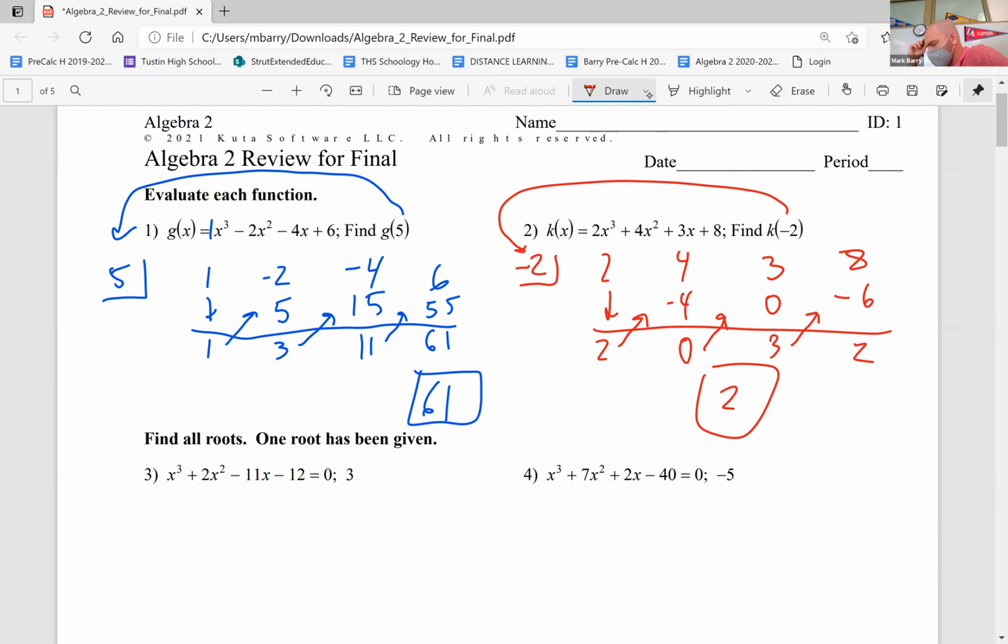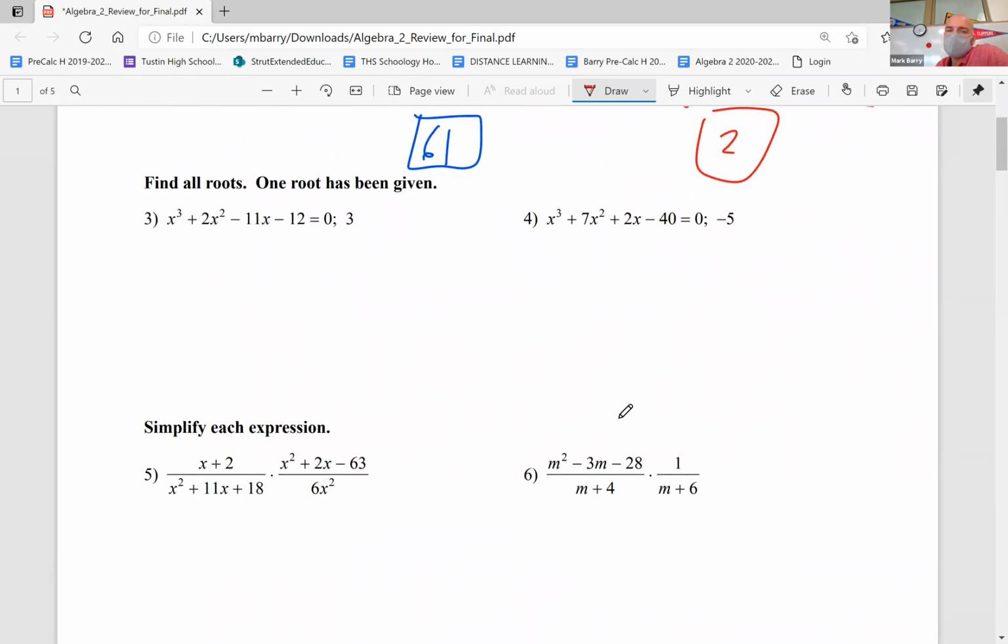All right. Okay, next up, find all roots. One root has been given. All right. So for this one, they put the root, another word for a root is like a 0 or an x-intercept. So you could put AKA zeros. Means the same thing.